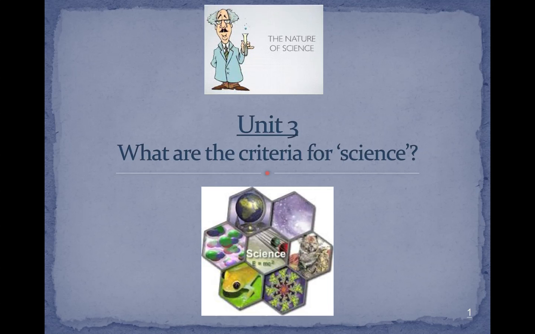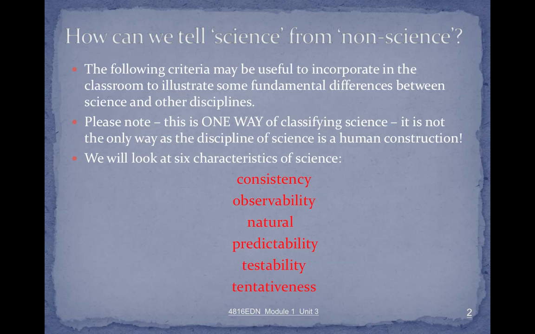This module is on the nature of science. And in this unit, we're going to look at the criteria for defining science. So we're going to go through some characteristics which I think could be helpful in basically categorizing science from non-science. But again, they are limited in their scope in that we're just trying to get some accessible ideas, but they're not the only ones. So that's really important to emphasize.